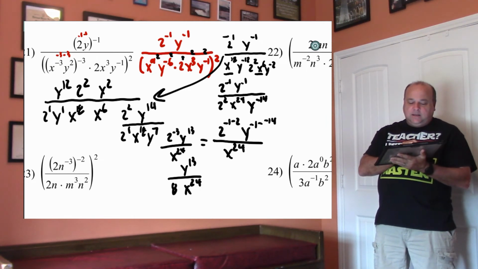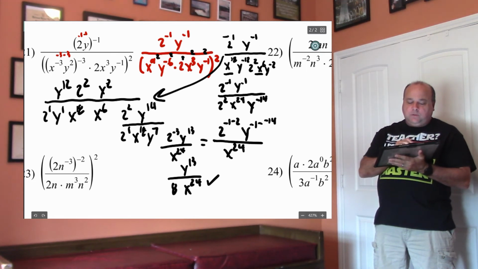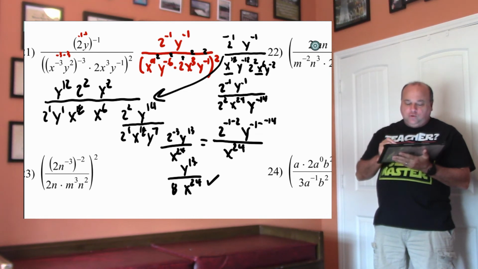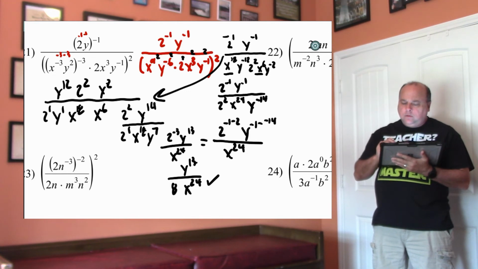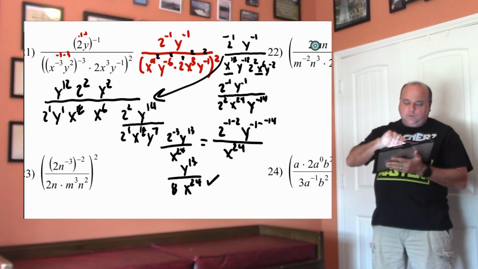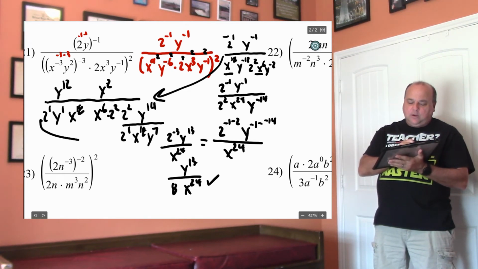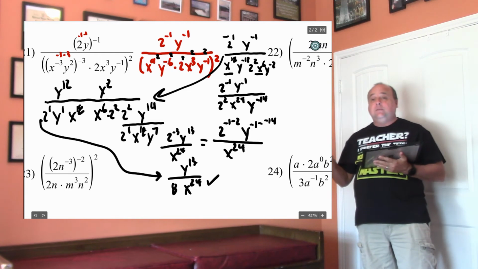Okay, so I have 24 x's on the bottom, that checks. And then 14 plus 2 is 14 minus 1 is 13, that checks. And then my 2 should end up, where's the 2 at though? Yeah, the 2 to the negative 1, hold on. This 2 squared should stay on the bottom, I'm sorry. So I'm going to end up with the 8 on the bottom. So this would end up with the same as this.